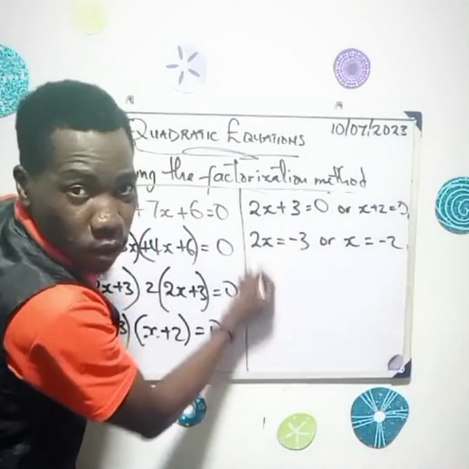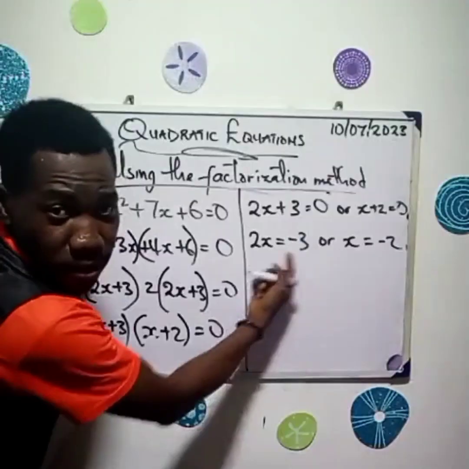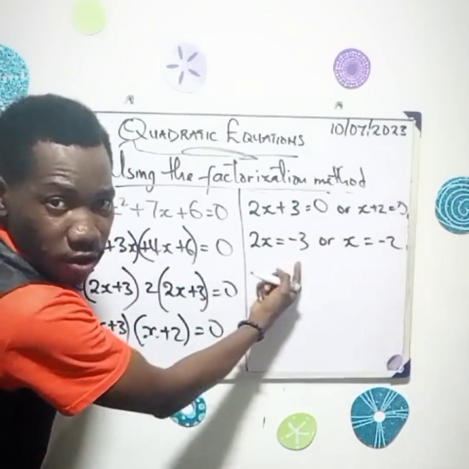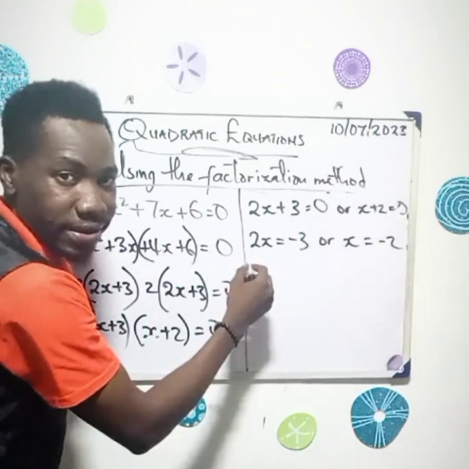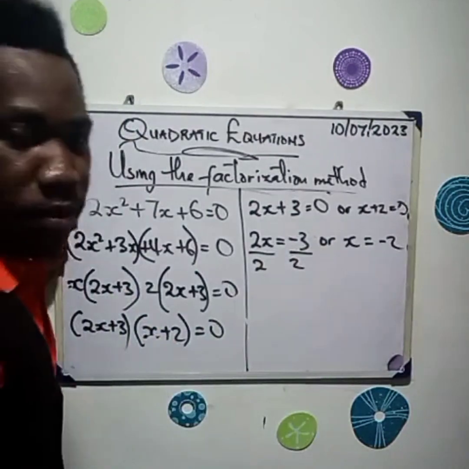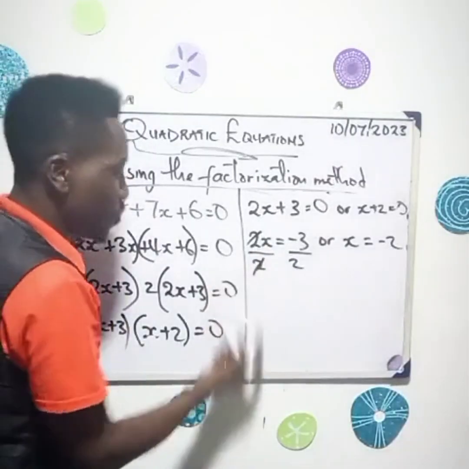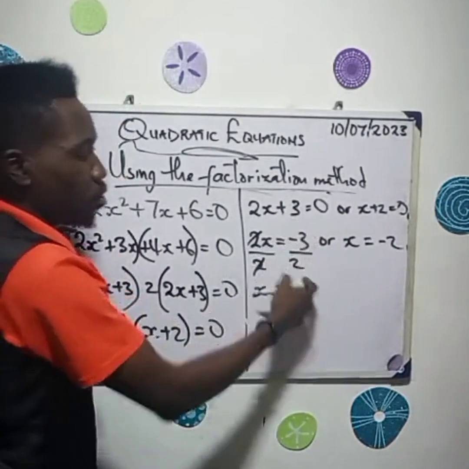So let's solve this one. Let's get the value of x from this one. So what are we going to do here? We are going to divide both sides by the coefficient of x. And the coefficient of x is what? Is 2. So we'll divide by 2 here. 2 divided by 2, that's 1. 1x is x. So equals minus 3 over 2.